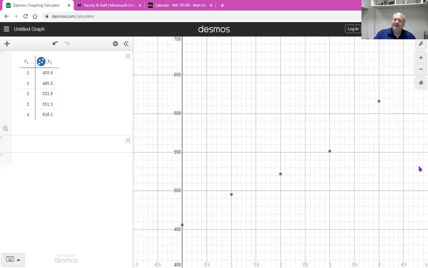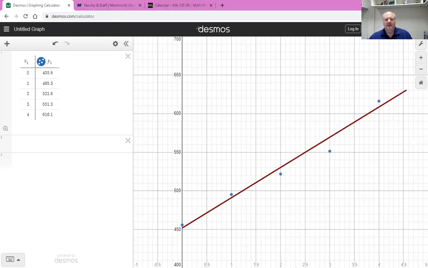Okay. Does it look linear? It sure does. Is it a little funny looking? Yeah, but it's linear. It does look linear. And remember, you're looking at it very, very close up. So I could certainly draw a line through it. I'm not sure where it will go. Probably something like this if I draw it, right?